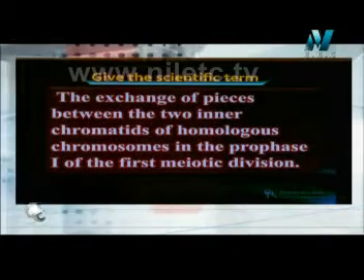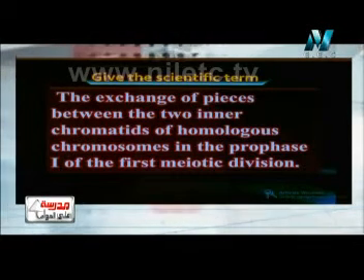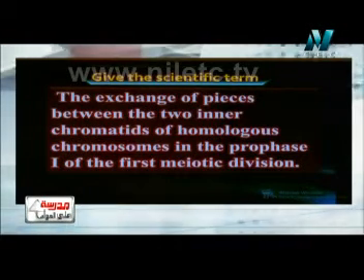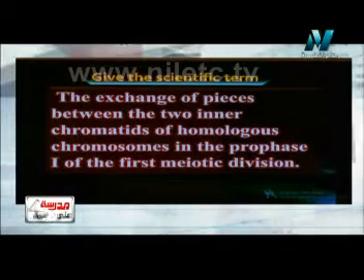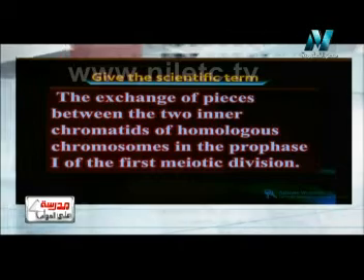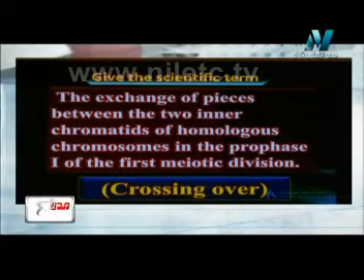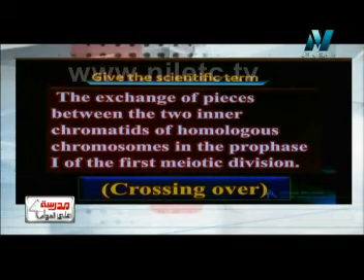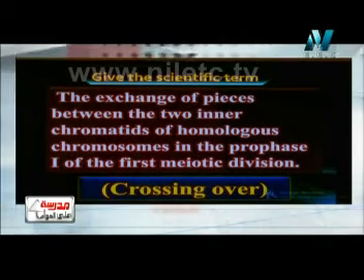The next question. The exchange of pieces between two inner chromatids of homologous chromosomes in prophase 1 of the first meiotic division. The exchange of pieces between the inner chromatids is called crossing over, which takes place in meiosis 1, also prophase 1, which is the first stage of meiosis.